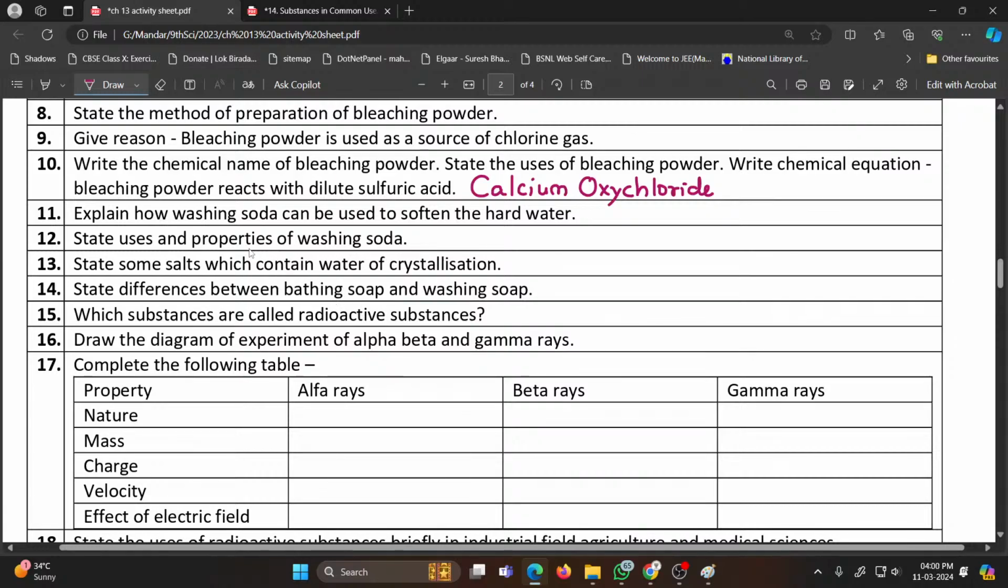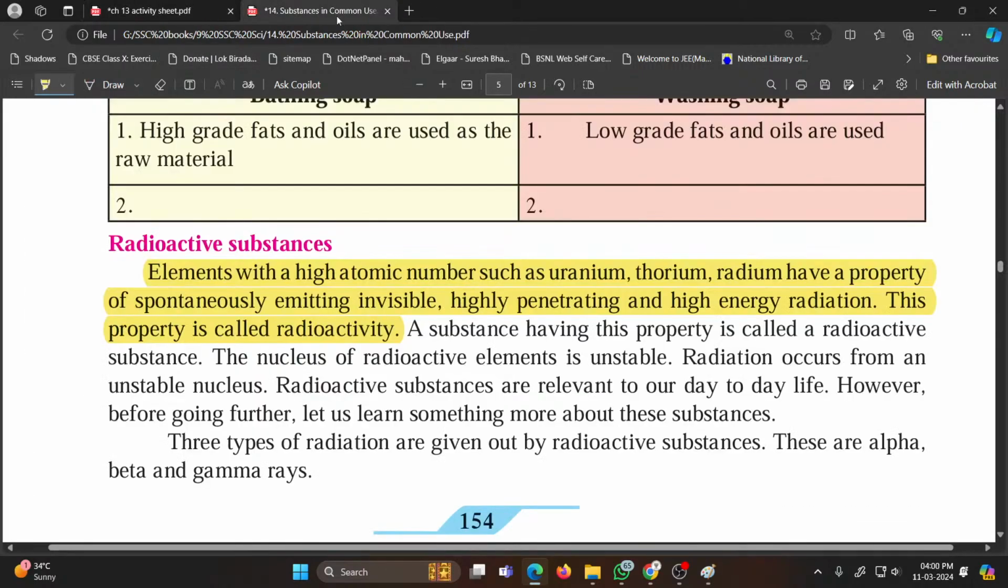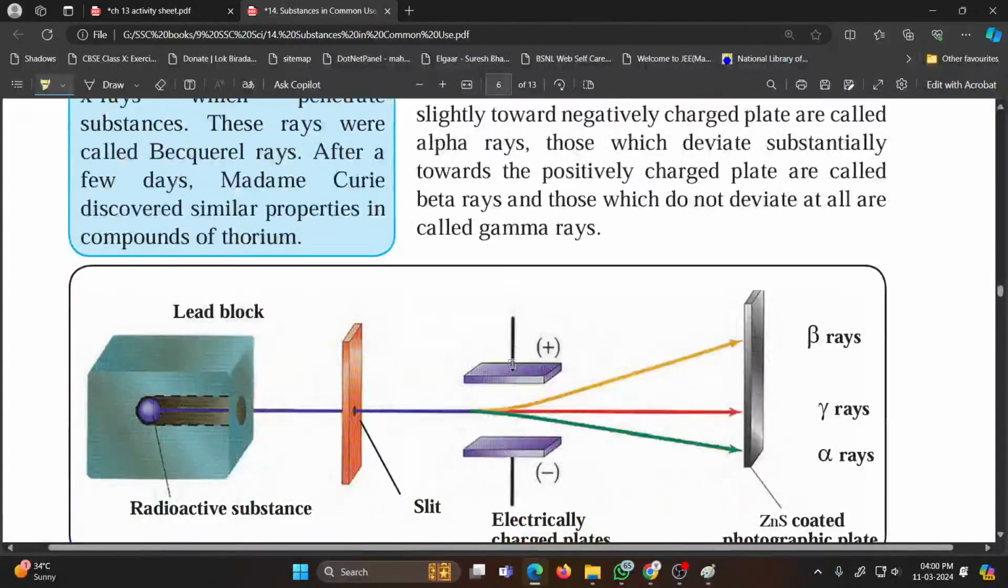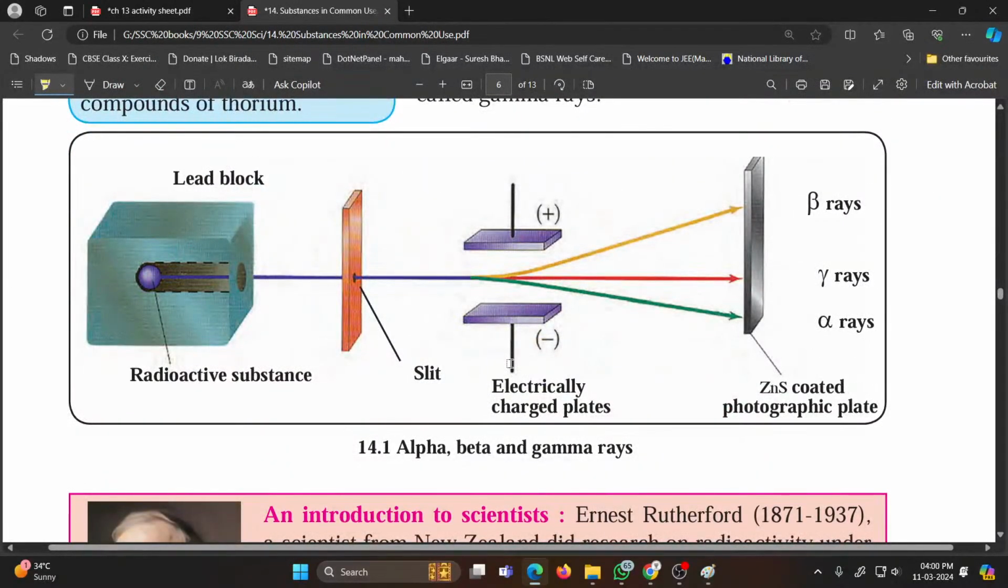Draw the diagram and experiment of alpha, beta, gamma rays. So you have to draw this diagram. So what is present in this diagram? We have a radioactive substance kept in a lead box. Then there is a small slit from which the radiations are passing. Then we have these electric plates having the positive and negative charge.